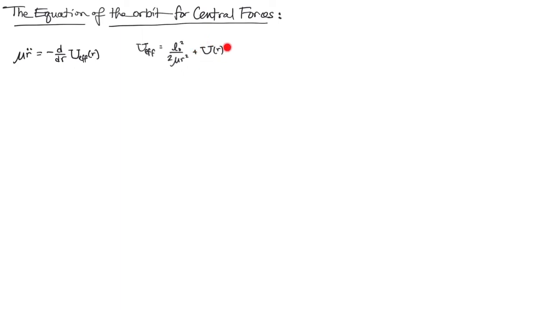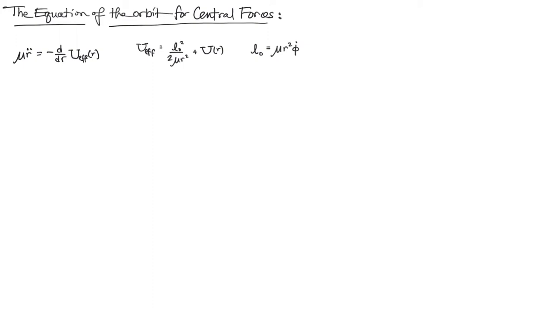One is the actual potential associated with the central force, that's U of r, and the other is this 1 over r squared term that involves the angular momentum. So there's a radial piece and an angular piece in the effective potential. This angular momentum, in turn, is defined in terms of the r and phi coordinates as mu r squared phi dot. So this is the angular momentum of the system.